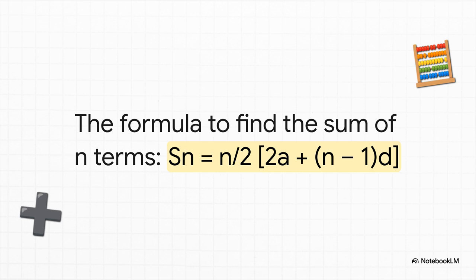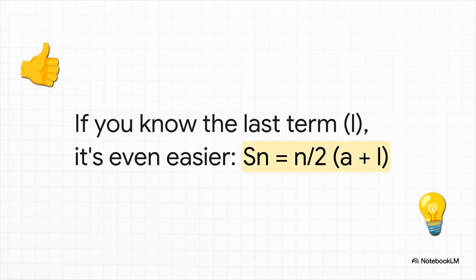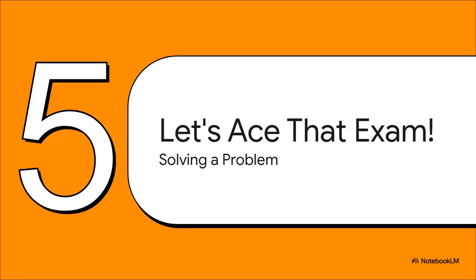So here is our second superpower formula, my dear students, the super calculator formula. Sn equals n by 2 times 2a plus n minus 1 d. This helps you find the sum of n terms without actually adding them one by one. Or if you know the last term, which we call l, it's even easier. The formula is just Sn equals n by 2 times a plus l. A brilliant and simple version you can use if you know the first and the last numbers in your list.